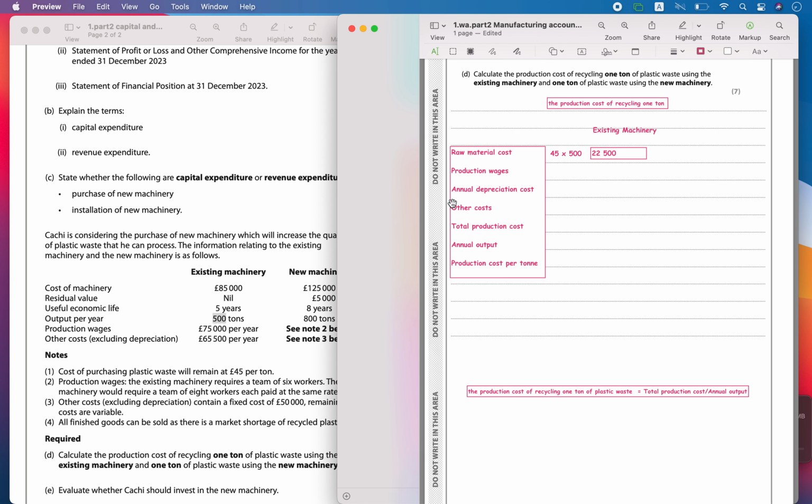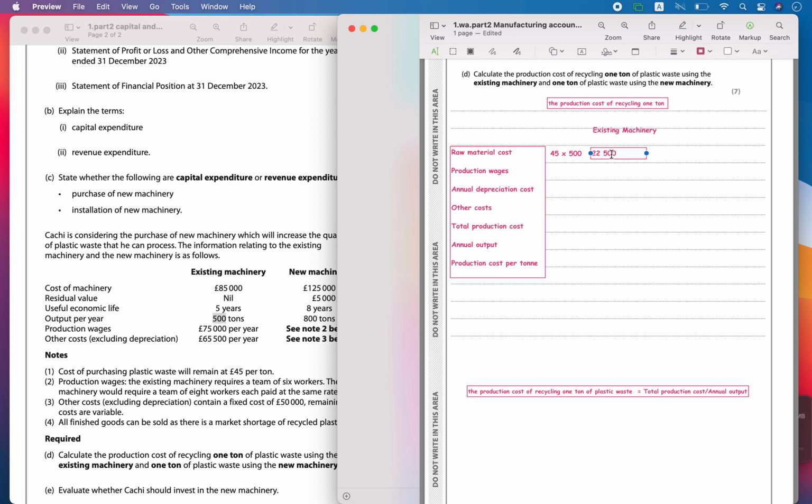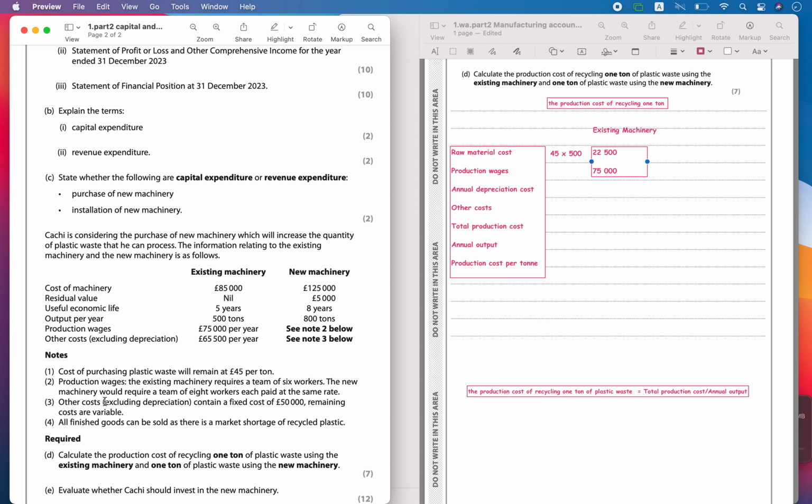Then what are the production wages? I'm paying 75,000 per year. That will be my total annual production wages. Let's write that.